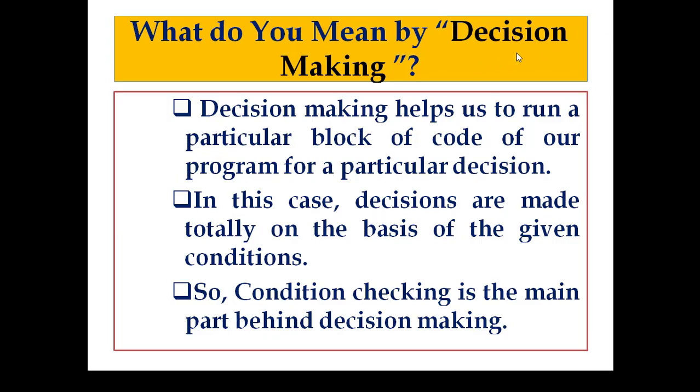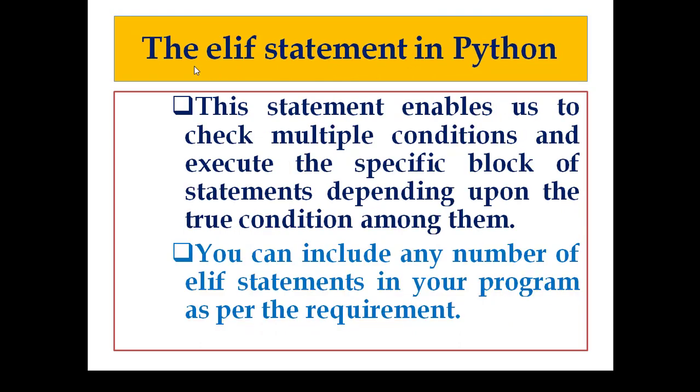I have already defined what it means by decision making. Just for rewinding the concept, decision making helps us run a particular block of code of our program for a particular decision, and you know that a decision is made on the basis of some given condition. So the condition is the first thing we need to check before making a decision, and that's what we do with the if statement and the if else statement in Python for decision making, and the elif statement in Python. And this one is also very important.